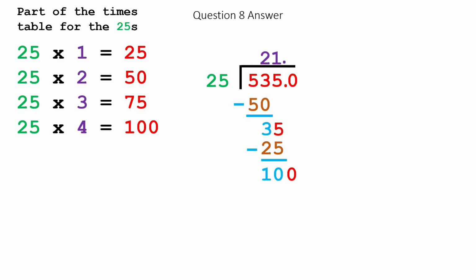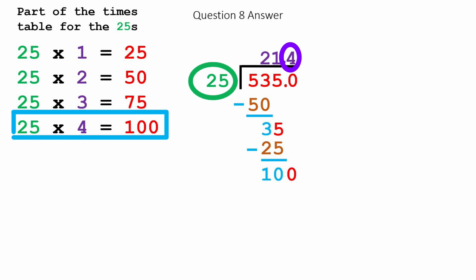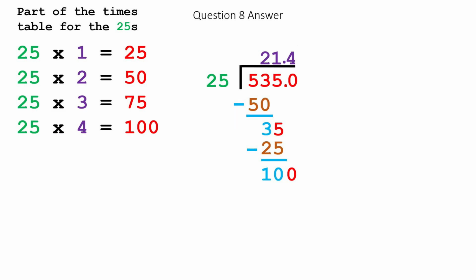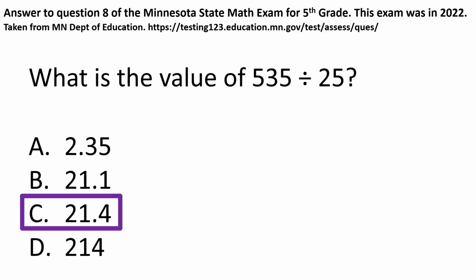We write in the number 4 to the right of the decimal point. Then we multiply this new digit in our answer, which is 4, with the divisor, which is 25. We can look at our reference table and see that 25 times 4 is 100. So we write the number 100 here. Please note that we need to line up the ones place of our new product with the new digit in the answer. Then, we subtract 100 from 100 and we get 0. That means there's no remainder and we're done with division. The answer is 21.4. The correct choice is C.